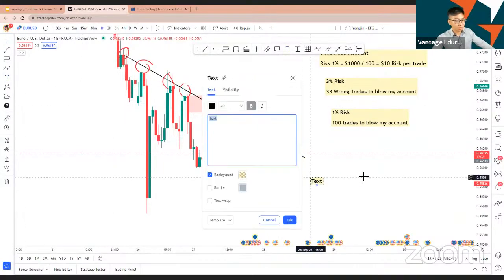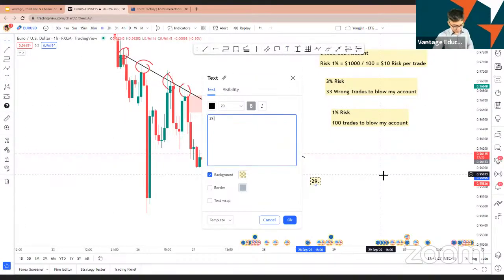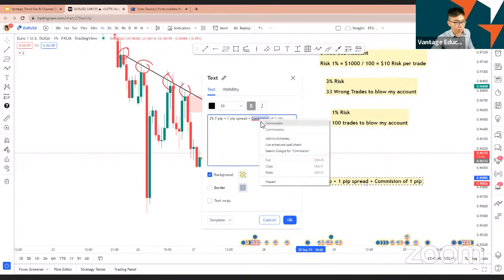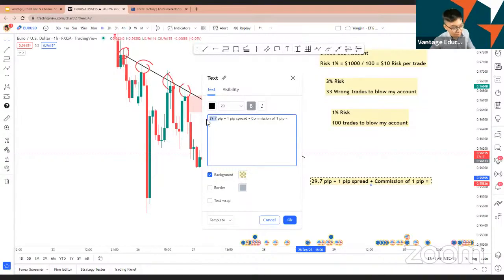So I'll take it as 29.7 pips plus the spread. Euro-dollar has relatively low spread, so we can maybe choose 1 pip max for the spread, plus the commission of 1 pip. So this adds up to, I'll round it up, around 30, so it equals 32 pips.